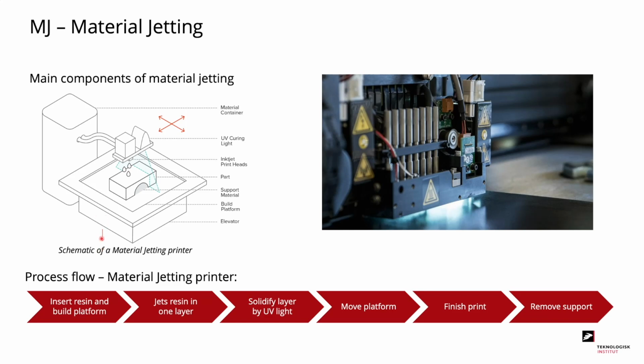If we look at the process flow for material jetting, you start by inserting resin and a build platform. Then you jet resin in one layer and you solidify that layer using UV light. Then you move the platform down and continue this process until you have the finished part. Then you take the part out of the printer and remove the support.